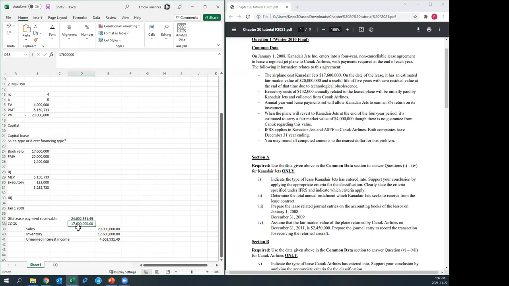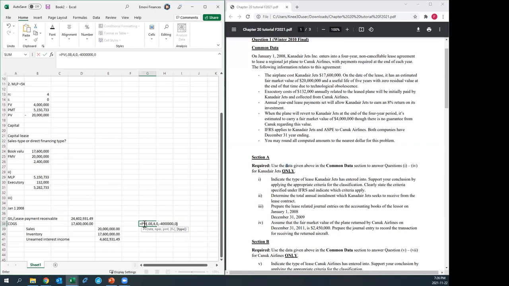Another calculation that you might see in the textbook for the COGS and sales and inventory is that they subtract from this amount the present value of the residual value. So the $4 million, they're going to find the present value of that amount. So the rate was 8% for no payment, minus $4 million.